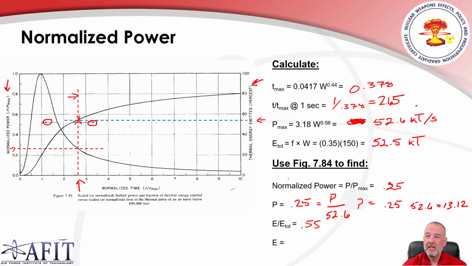Using the same algebra shenanigans we just did up here, we can go ahead and calculate the total amount of energy that has been produced to that point. And again, we're talking about thermal energy by a 150 kiloton weapon is going to be 28.9 kilotons.